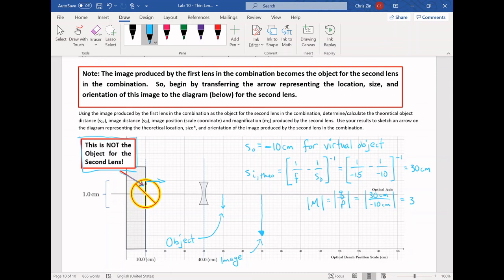You should now go back to the video of the experiment to determine where we found the final image location to be. I will leave that to you, but note that it is pretty close.